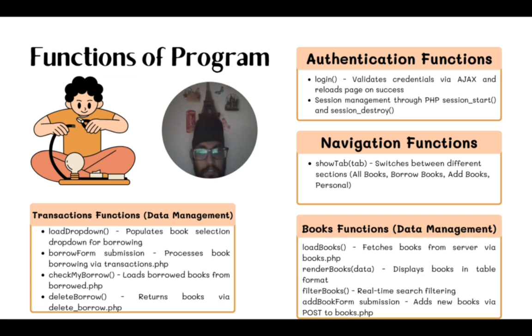The second function is the navigation function, showTab. It switches between different sections: all books, borrow book, add book, and personal. So basically showTab is used to go to the next page, and the next page, and the next page.